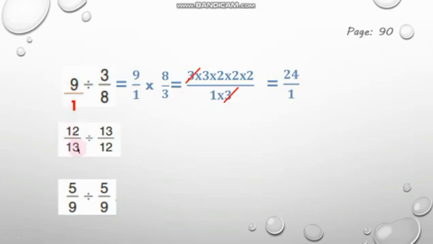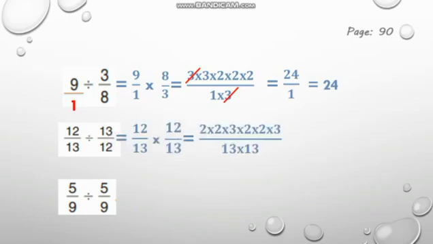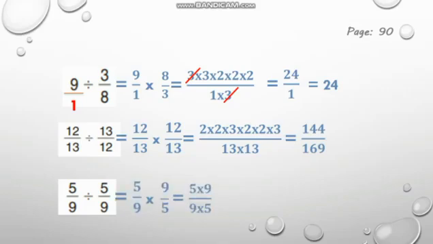Now I have 12 over 13 divided by 13 over 12. So 12 over 13, I write it as it is, times 12 over 13. The answer is 144 over 169. Now I have 5 over 9 divided by 5 over 9. I write 5 over 9 times 9 over 5. I multiply the numerators and the denominators. I can simplify by 5, simplify by 9. The answer is 1.